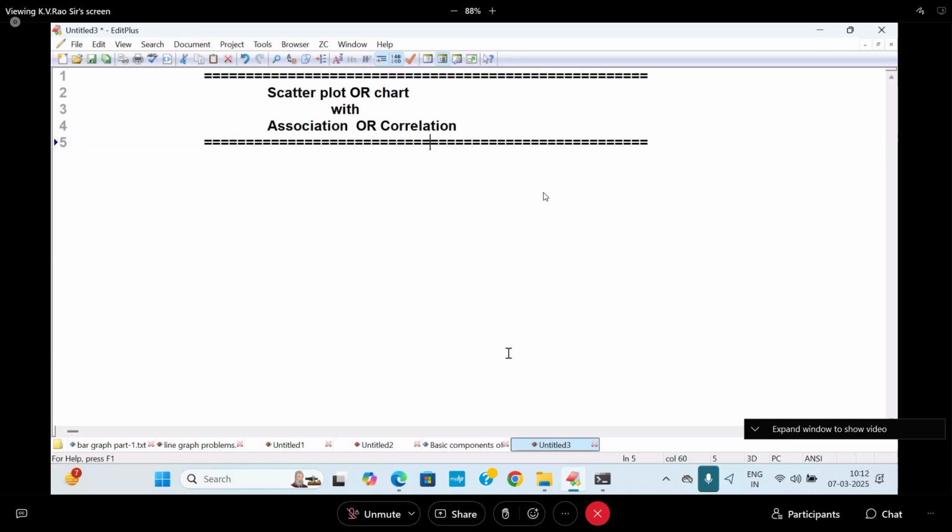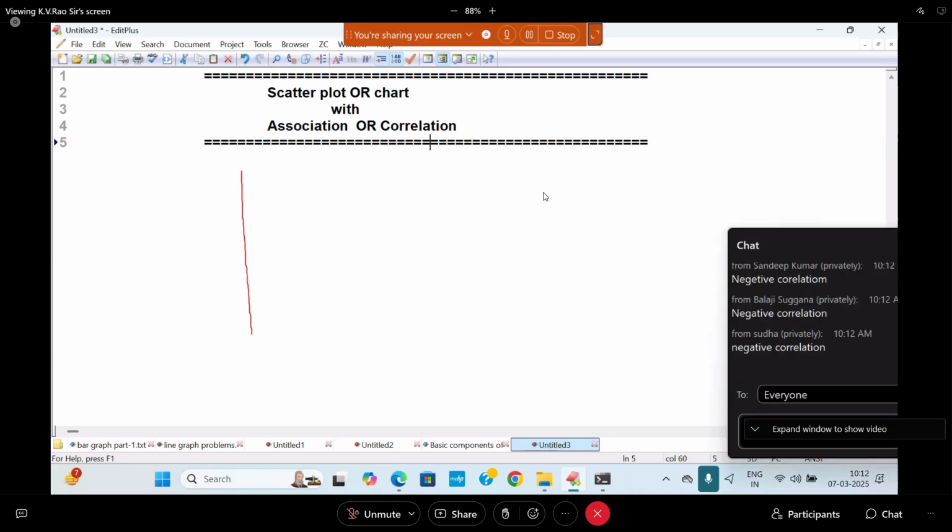Next, be careful, students. You purchased a car in 2020 for 18 lakhs. Now in 2025, has the car value increased or decreased? Decreased, because automobiles and electronic goods decrease. So definitely there is a negative correlation. Between the old cost and the present cost, there is a negative correlation. Are you following me? Right.